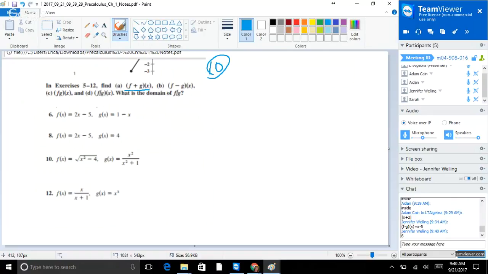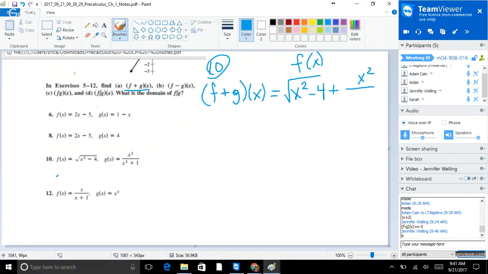So if you remember, when I have f plus g of x, it's going to take me longer to write these than to do them. And you guys can try these on your own too, right? F plus g of x is just simply f of x plus g of x. So I have the square root of x squared minus 4. This is my f of x. Plus x squared over x squared plus 1. That's my g of x.